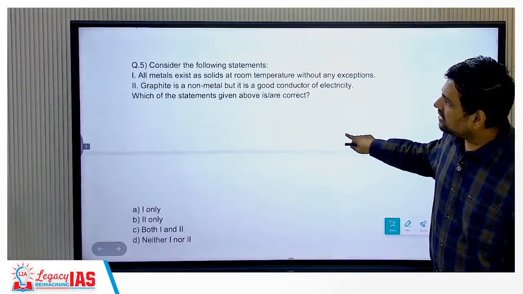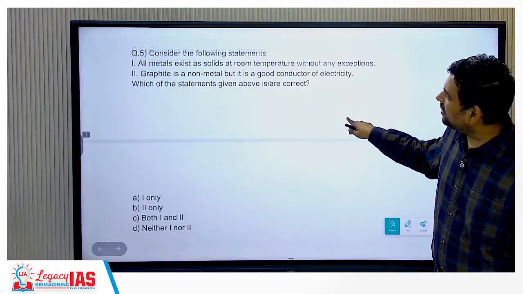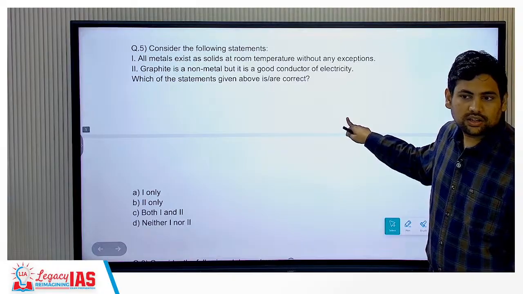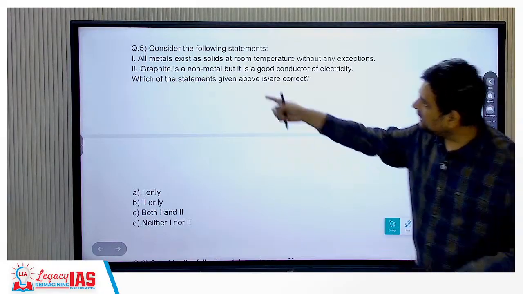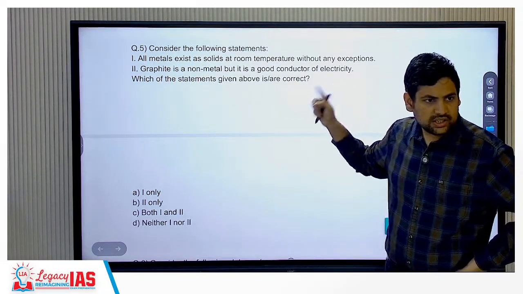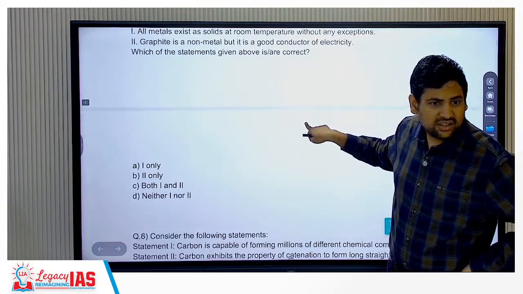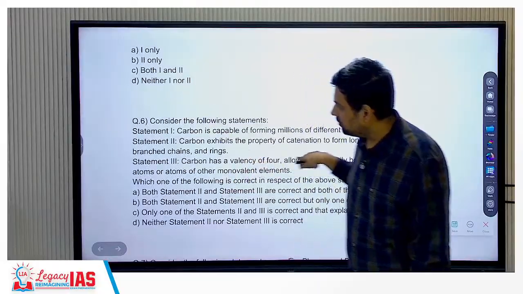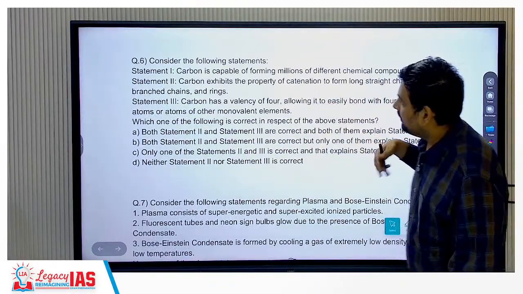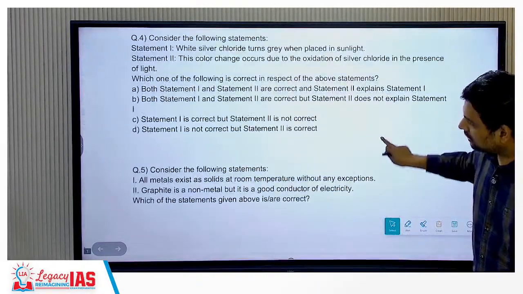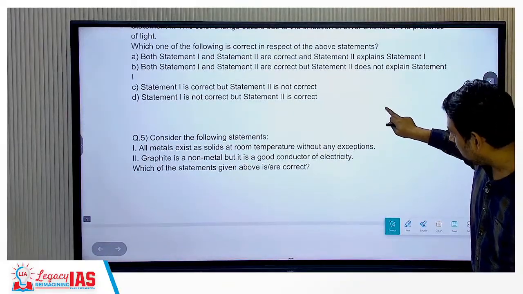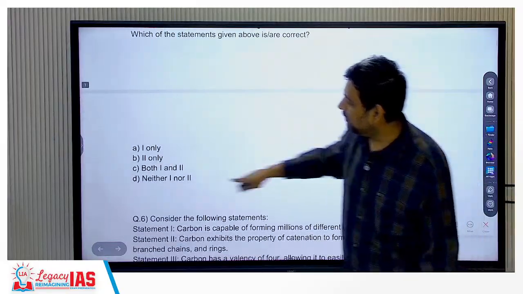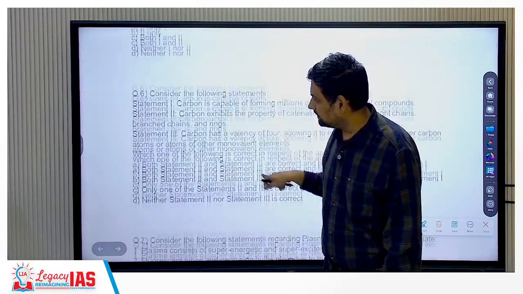Next, consider the following. All metals exist as solid at room temperature. Which does not? Yeah, mercury does not. Then graphite is a non-metal but a good conductor of electricity. Yes. Why? Delocalized electrons. Both of them are correct. Answer is C. Both 1 and 2. Then, sorry. Solid. Yeah. First one is wrong. Second one is correct. Answer is B only. B. Okay.